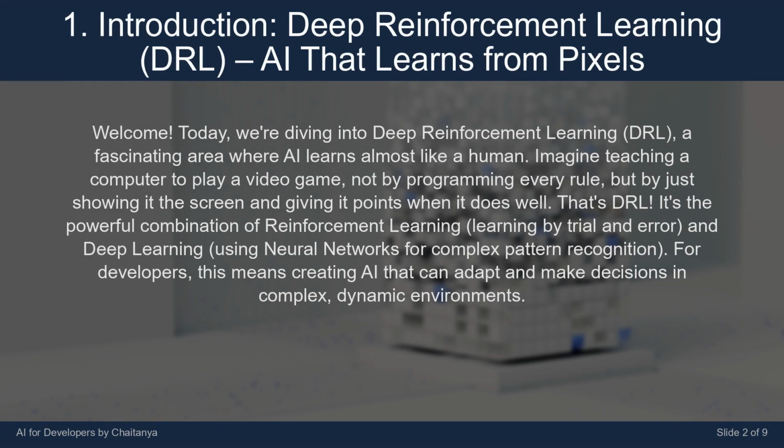Welcome. Today, we're diving into deep reinforcement learning, DRL. A fascinating area where AI learns almost like a human. Imagine teaching a computer to play a video game. Not by programming every rule, but by just showing it the screen and giving it points when it does well. That's DRL. It's the powerful combination of reinforcement learning, learning by trial and error, and deep learning, using neural networks for complex pattern recognition. For developers, this means creating AI that can adapt and make decisions in complex, dynamic environments.